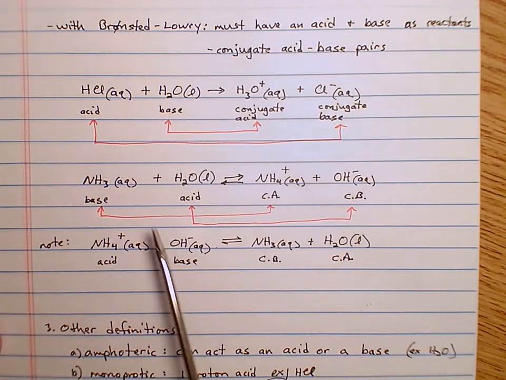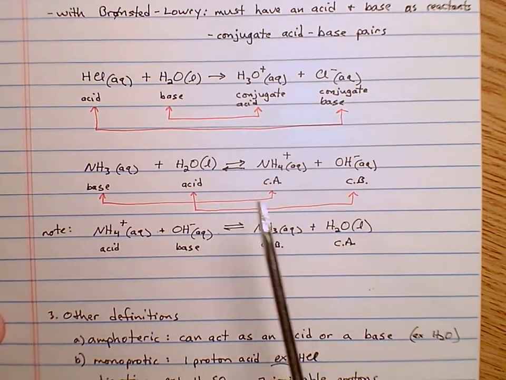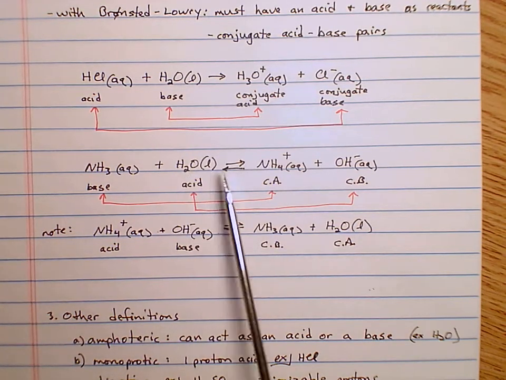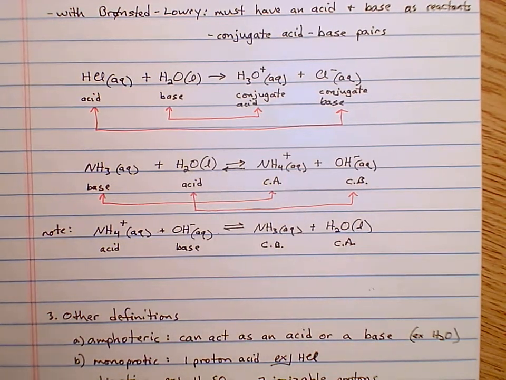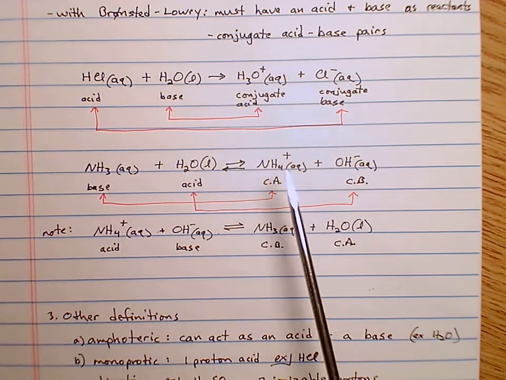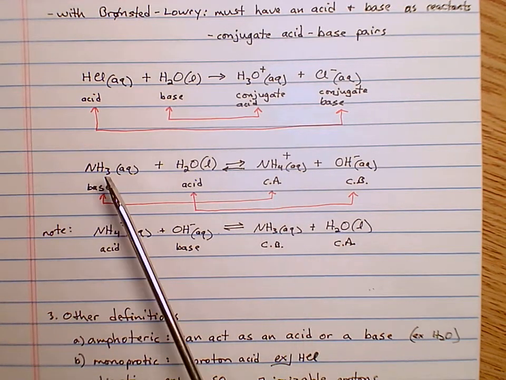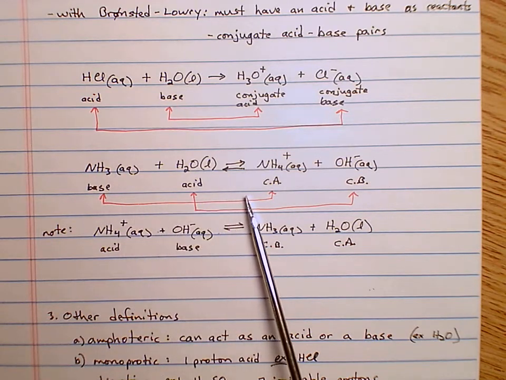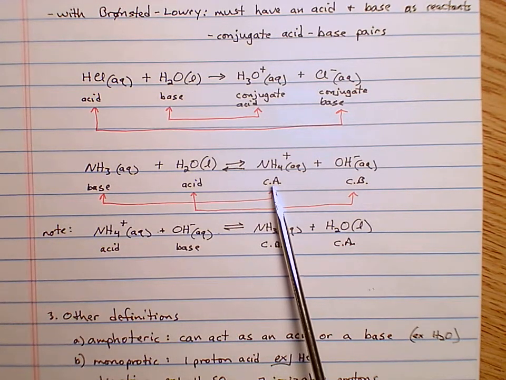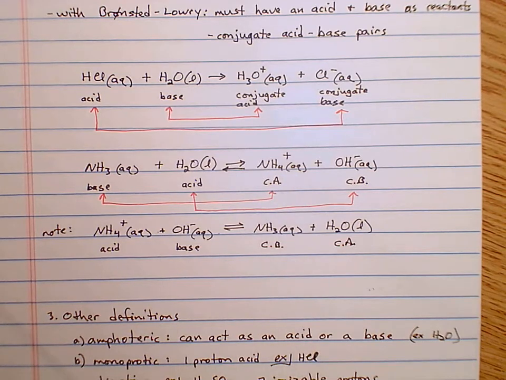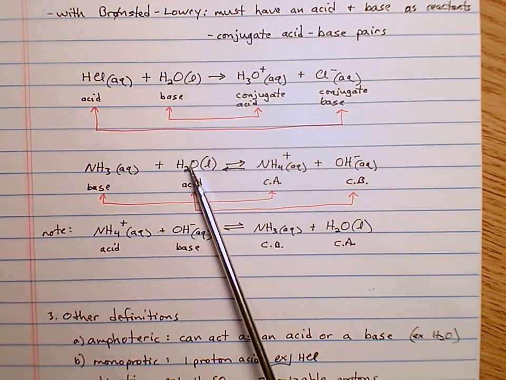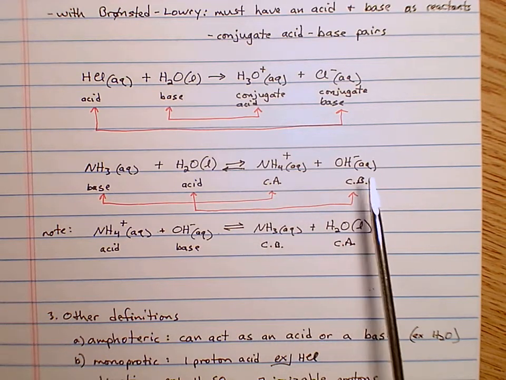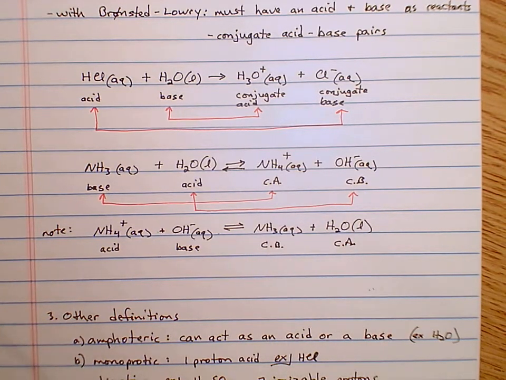All right. For the bases, we do the same thing. Here's NH3 aqueous plus H2O liquid goes to NH4+ aqueous plus OH- aqueous. NH3 becomes NH4+. It accepted a proton, so it's the base. So NH3 is the base and accepted the proton to become the conjugate acid, NH4+. Water is the acid, the proton donor, and after donating the proton, it becomes the conjugate base, OH-.